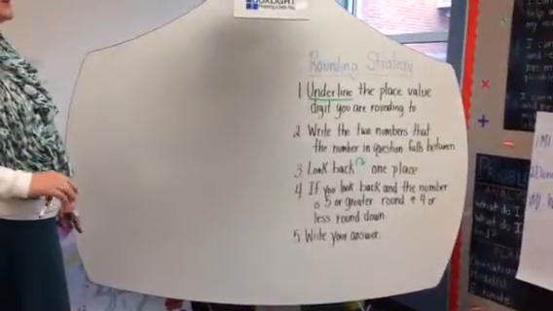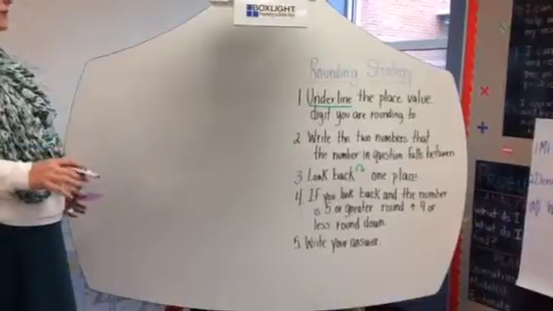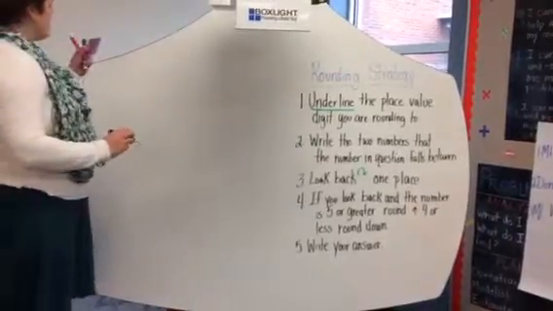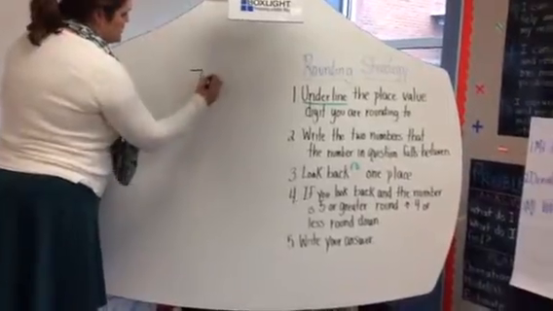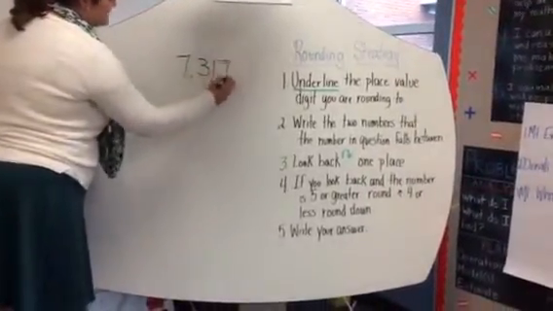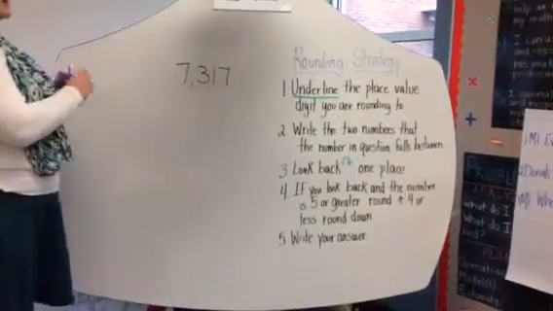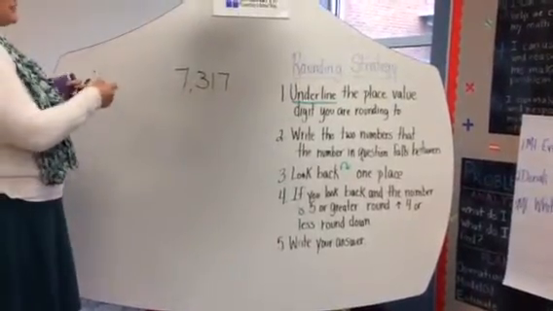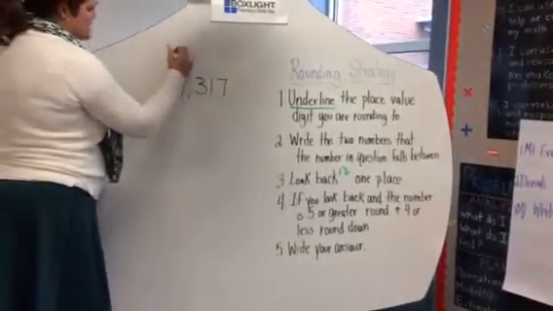Here's a rounding strategy you can use anytime you're presented with a rounding problem. If I have the number 7,317, the first thing I want to do, step one, is I want to underline the place value digit you are rounding to. So here I am going to be rounding to the nearest hundred.